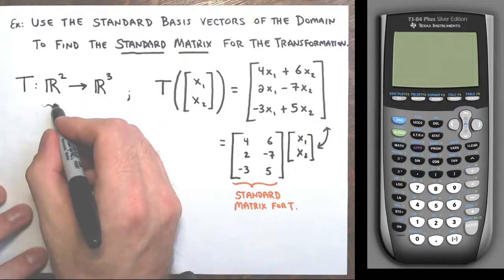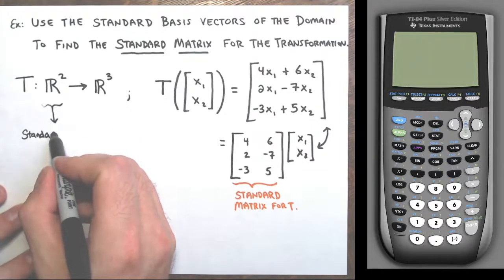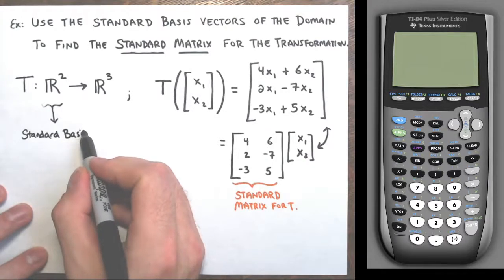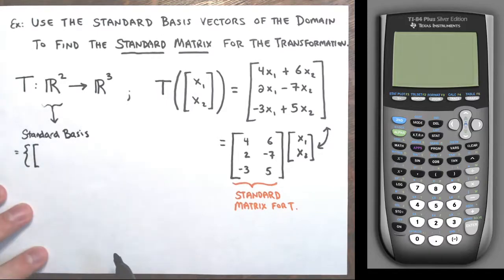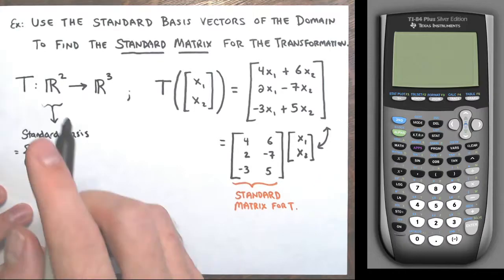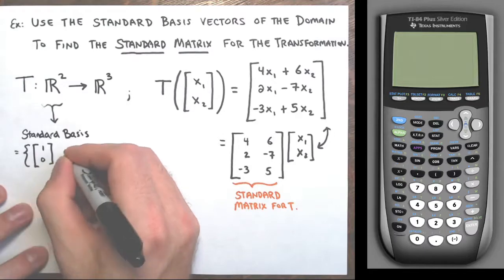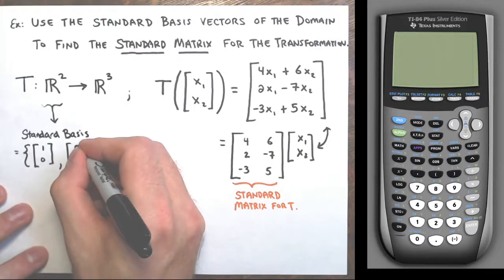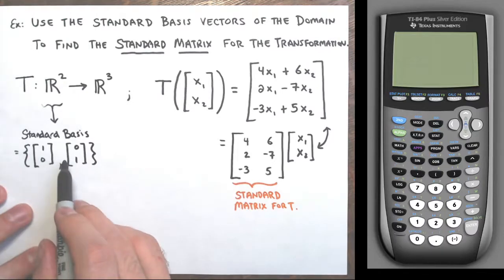So what is the standard basis for the domain for R2? Well, hopefully you remember this, right? The standard basis for R2 was the set with these two vectors. And remember, the standard basis vectors for a Euclidean space, Rn, were just the columns of the n by n identity matrix. So the columns of the 2 by 2 identity matrix, first column 1, 0, and second column 0, 1. Every vector in R2 could be written as a linear combination of these two, and these are independent.